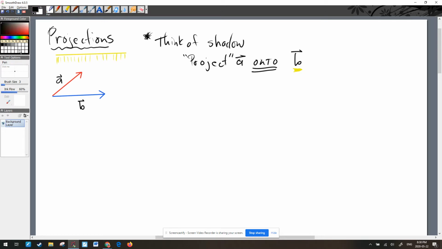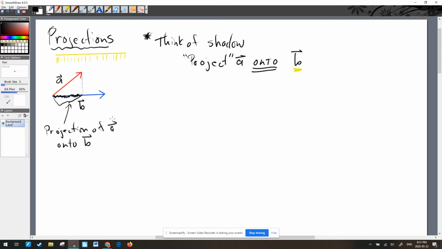And then as you can imagine, what we're going to get is a shadow from A onto B. So A projects a shadow onto B. And this spot right here, that is the projection of A onto B. We'll get to it in a second. So that's a projection of A onto B.